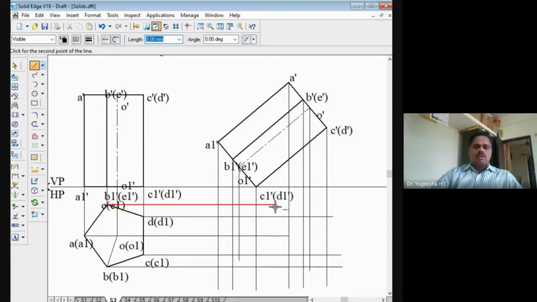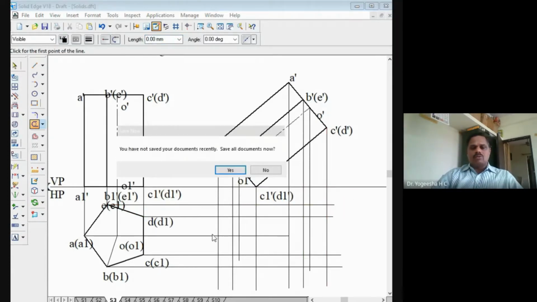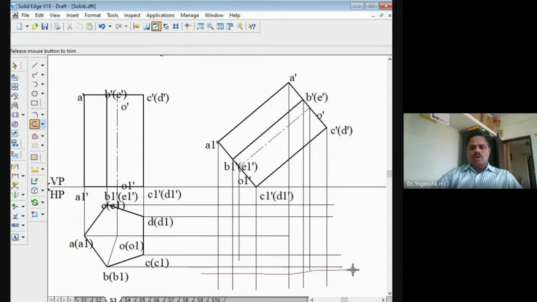Then from this E and E dash also, I'll join like this. Extra lines I'll trim off wherever the outside lines are there. All those outside lines I'll trim off. All right? Extra lines I trim.